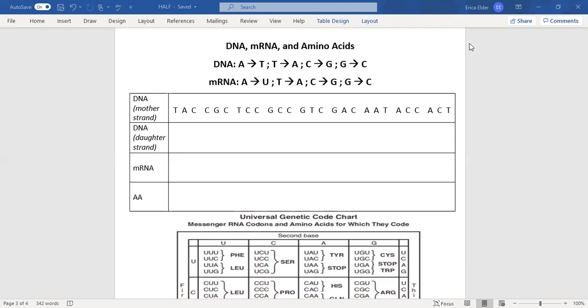So I'd like you to take this time to pause the video and attempt to make your daughter strand from our mother strand by simply pairing those particular nucleic acids.